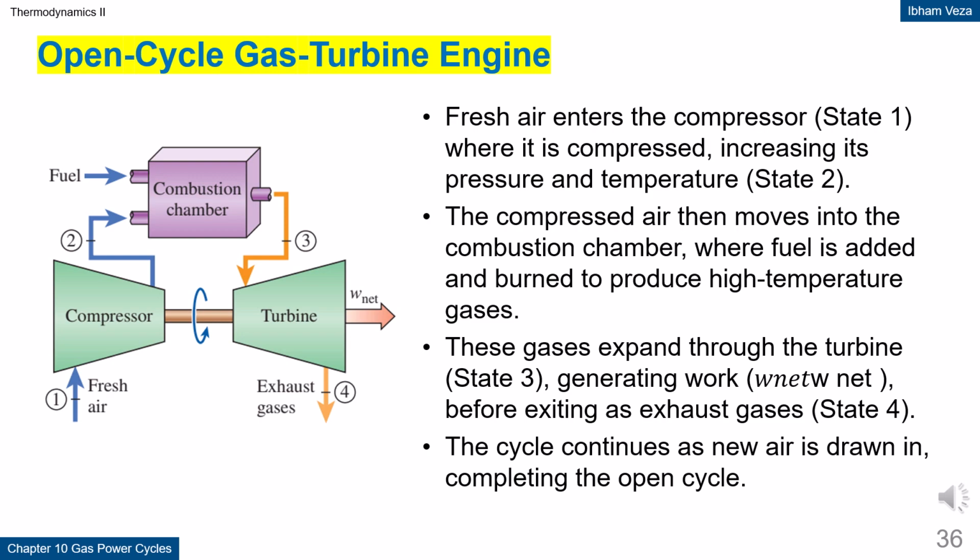In an open cycle gas turbine engine, fresh air enters the compressor and experiences an increase in pressure and temperature. The compressed air then enters the combustion chamber and mixes with fuel.